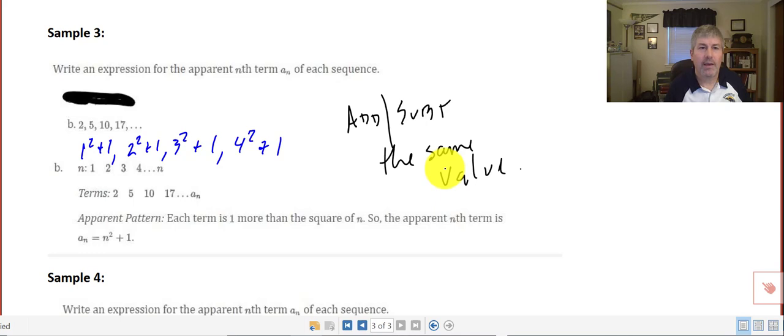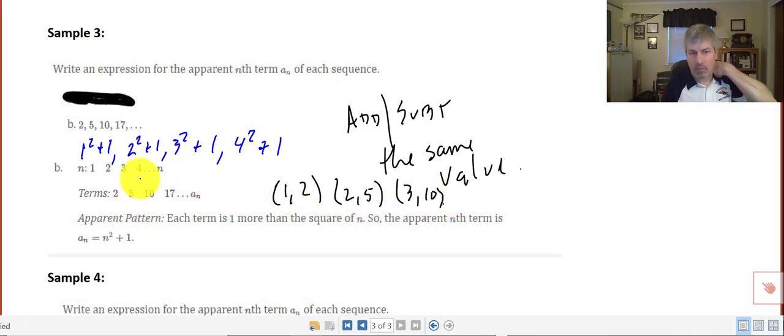So here's another example. Write an expression for the apparent nth term of this particular sequence. Remember, our n's are going to be 1, 2, 3, 4, and then we need outputs of 2, 5, 10. So these are somewhat like ordered pairs, right? When we input 1, we output 2. When we input 2, we output 5. When we input 3, we output 10. So we have to figure out what's going on here.